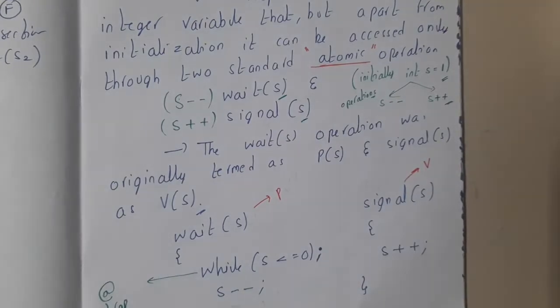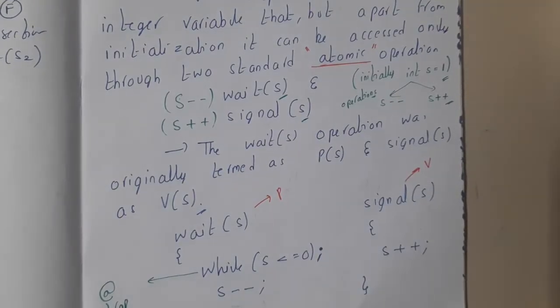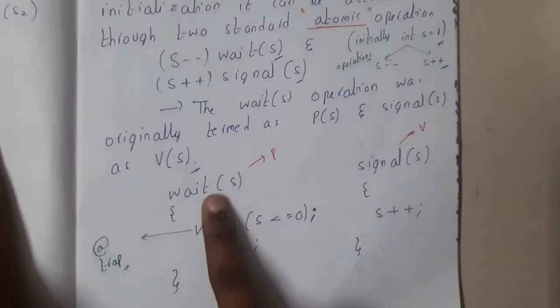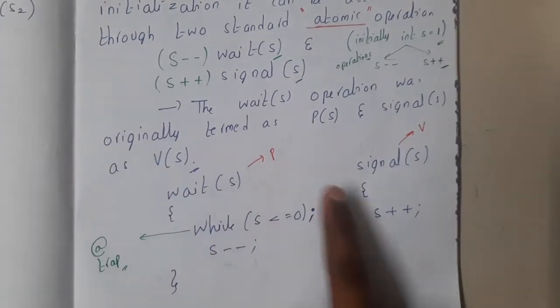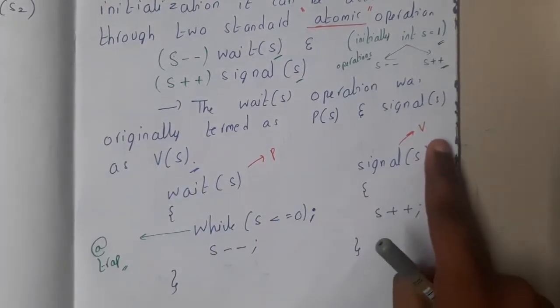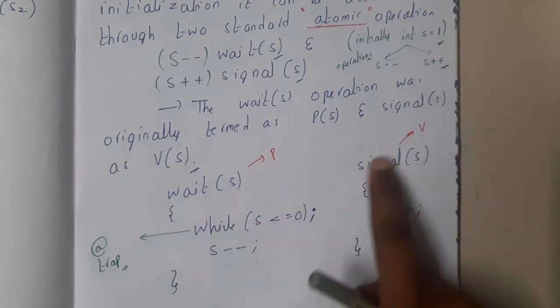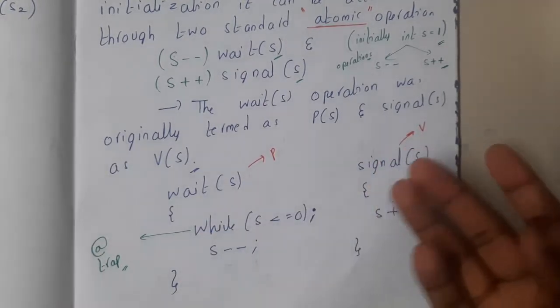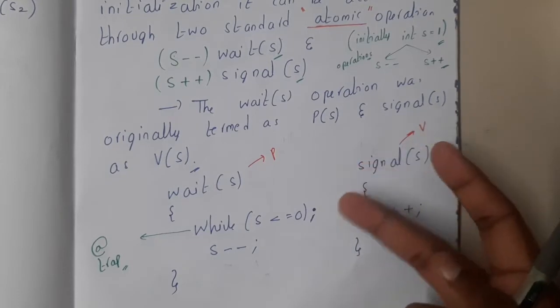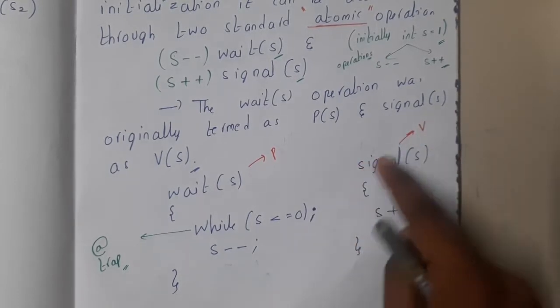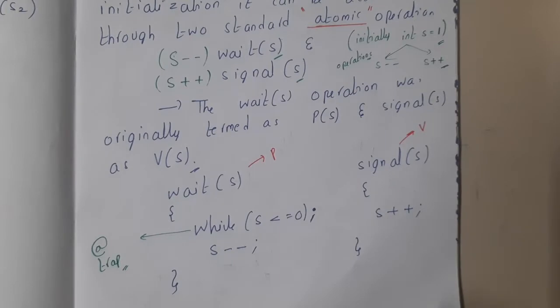This is really simple, and please remember the terminology. Wait is represented by P, and signal is represented by V. You can remember it with P and V, like the name Srinivas, which has an S and a V in it. Okay, so let us start.